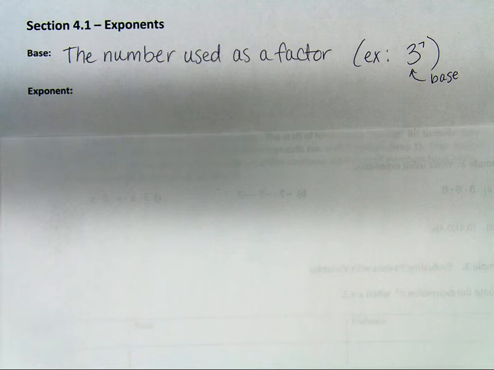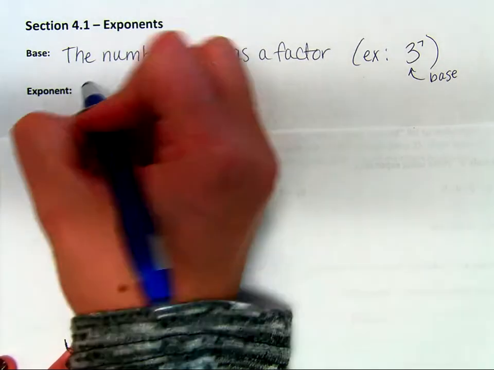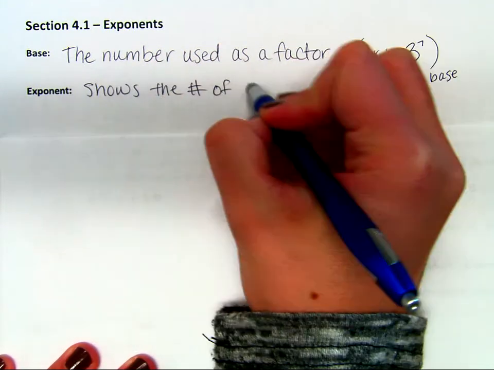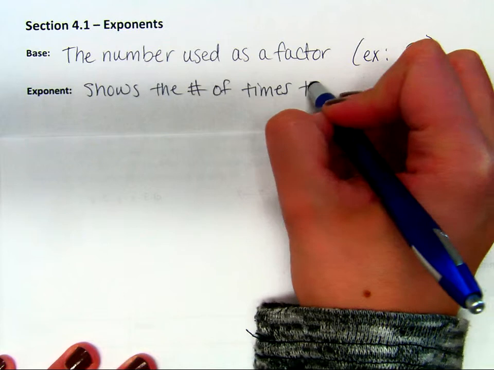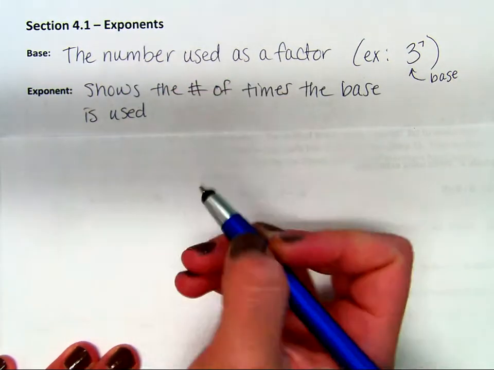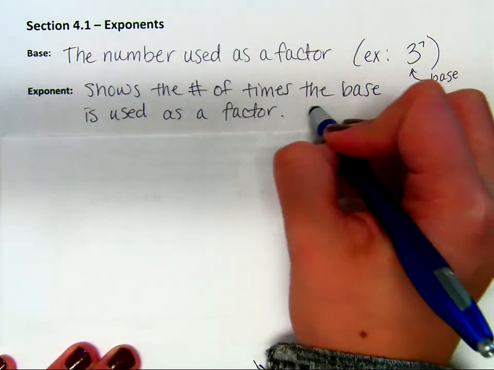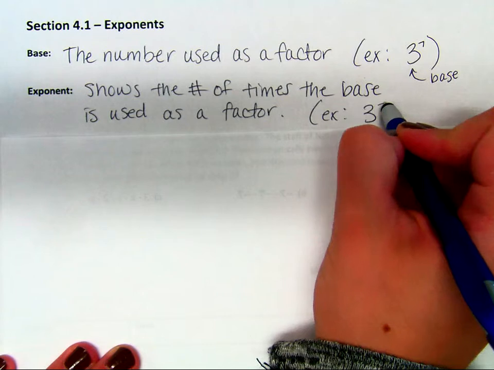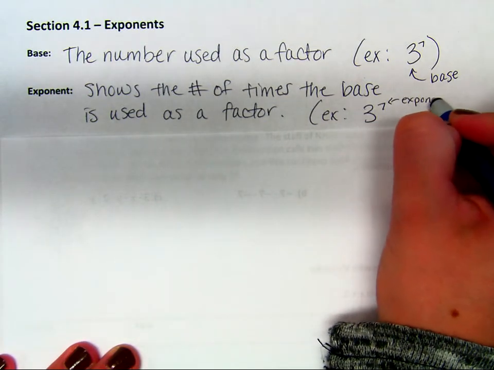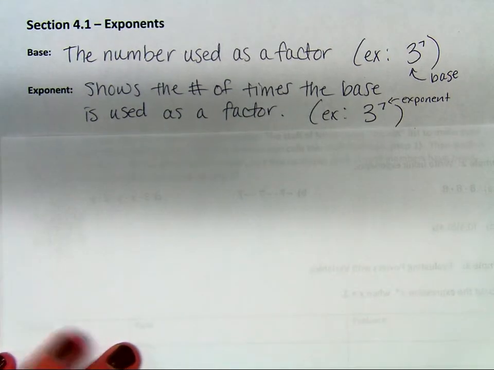Now the exponent is the other number. So the exponent shows the number of times the base is used as a factor. And we'll use that same example, 3 to the 7th, and in this example 7 would be the exponent, so it's the little number. So those are our definitions.